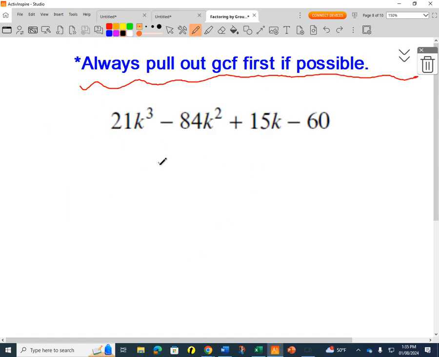Always pull out the greatest common factor first. So look at these 4 terms. Is there a greatest common factor in those 4 terms? What is it? 21? Nope. 21 is not a factor of 15, right?